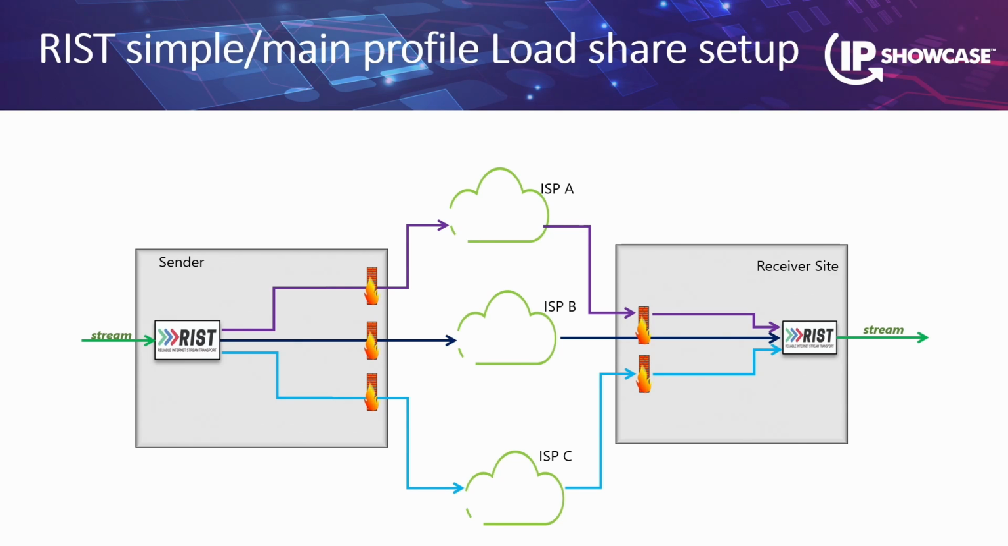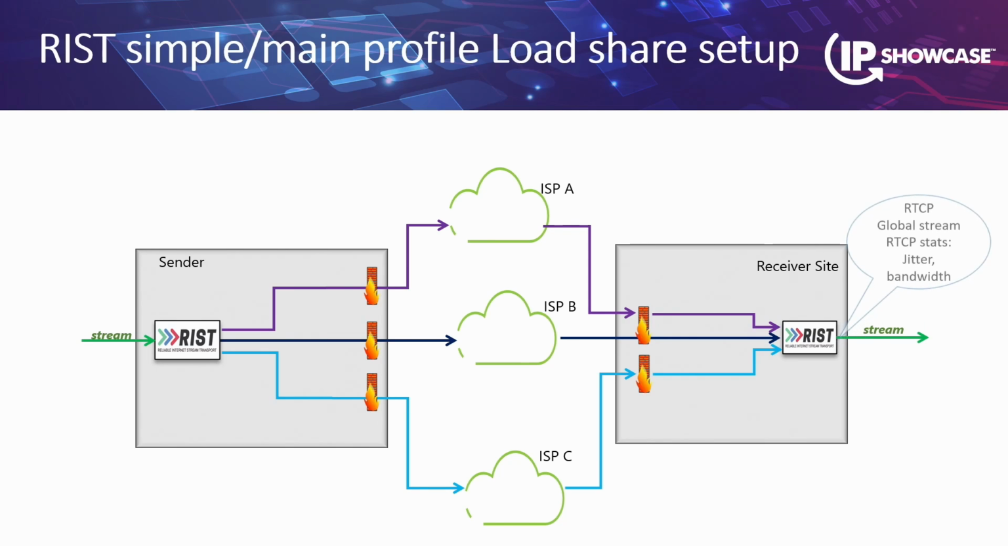So let's see a standard RIST simple and main profile load share example. We'll start with that. In this example, I have a RIST sender. It has 3 links connected to a RIST receiver. So we have like 3 ISPs that we are going to use.